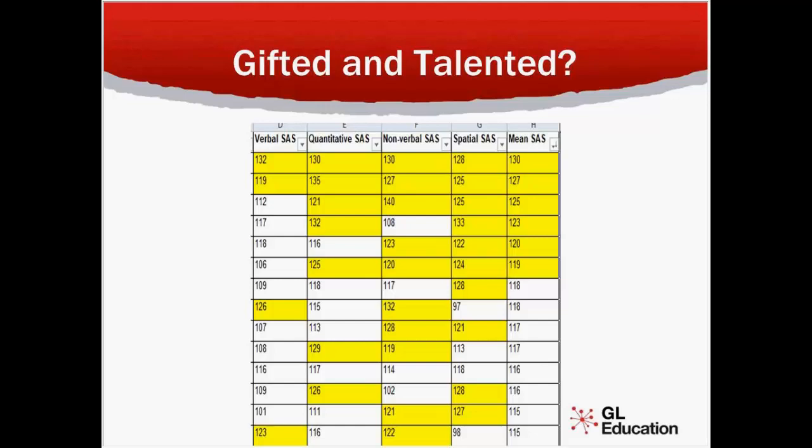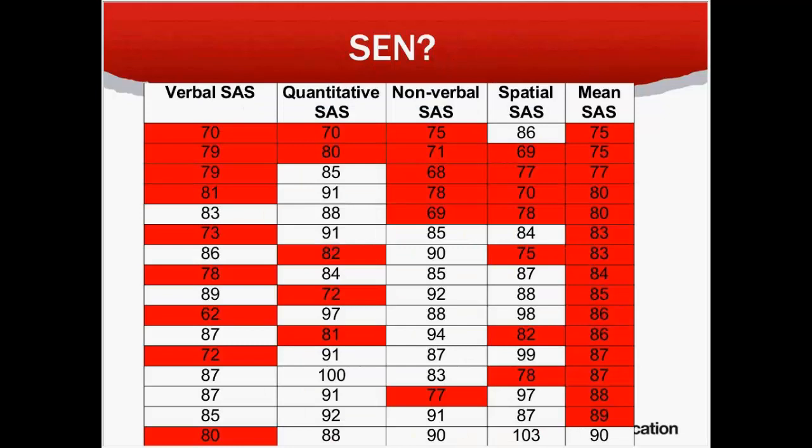So when you're identifying your gifted and talented children, I'd always look at the individual batteries, and if there are 2 batteries or more over the 119, then that's a good indication that they're potentially gifted and talented children. And we'll move on to look at SEN children.